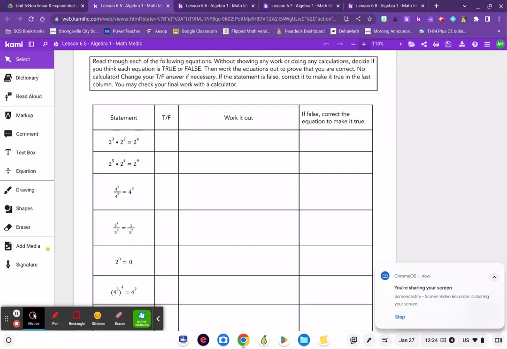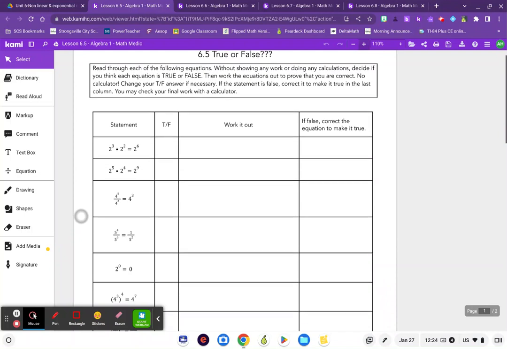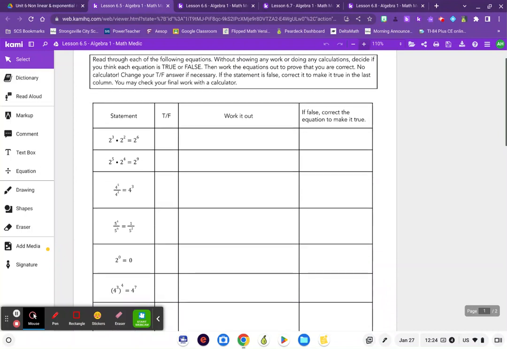Hassler here. I'm going to work through the 6.5 lesson. We're looking at exponent properties, something that you've seen before.